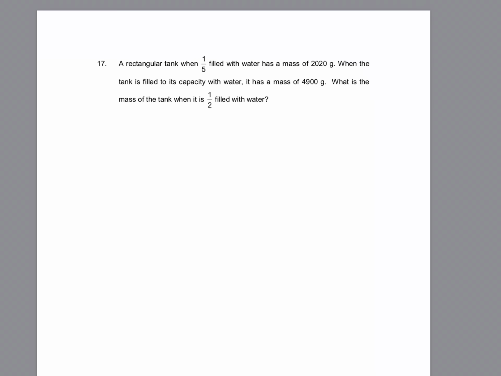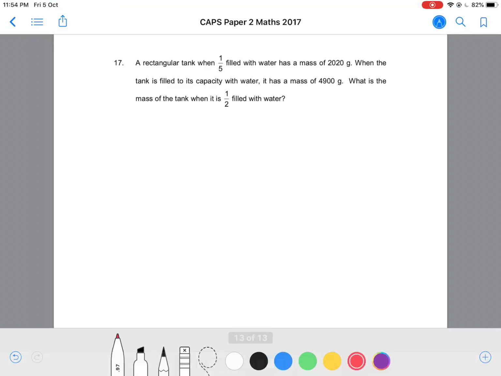Alright, now finally our last question, our favorite question, the Alibaba question. Okay, so the Alibaba question is here. You get a tank, it is 1/5 filled, and it's going to have a mass of 2020. So this is the tank, and it is only 1/5 filled. Okay, out of the 5 units.